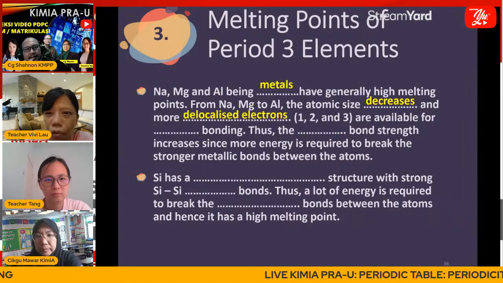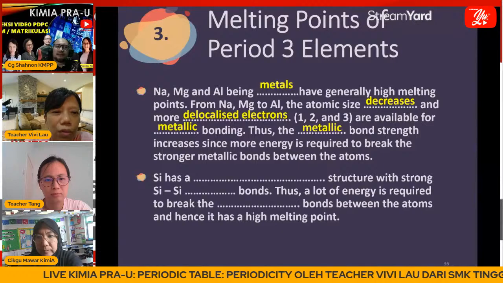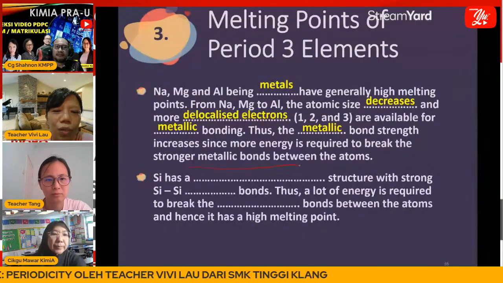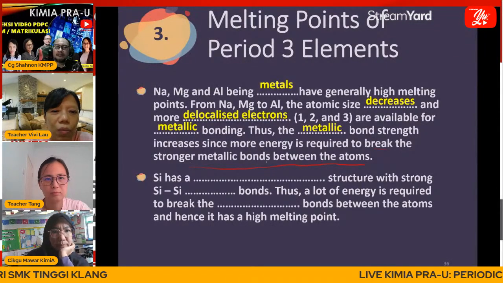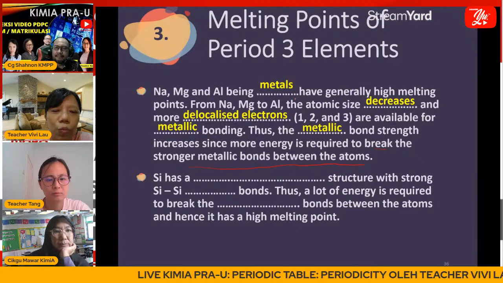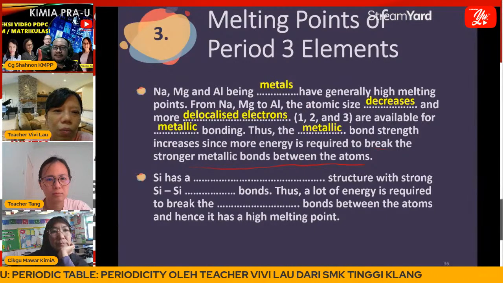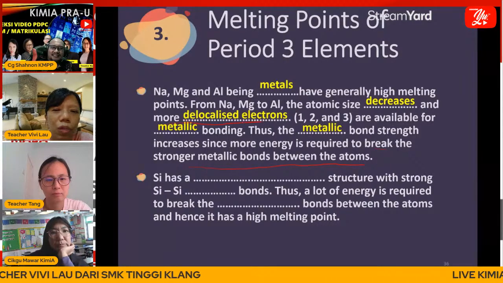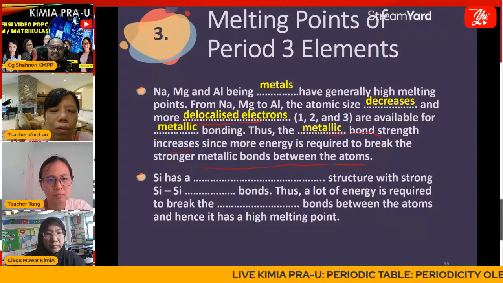When you write the explanation, for the metals, you say they have strong metallic bonds. You must write strong metallic bonds between the atoms. So energy is required to break the strong metallic bonds between the metal atoms. Then the melting point increases across the period, because there are more delocalized electrons. So the metallic bond increases, so melting point increases.